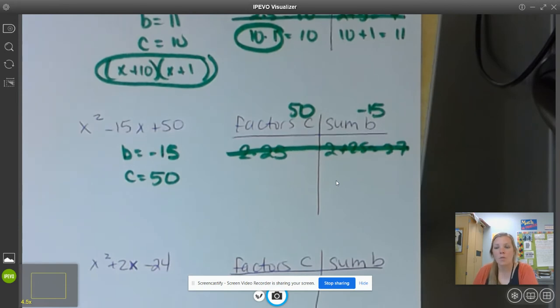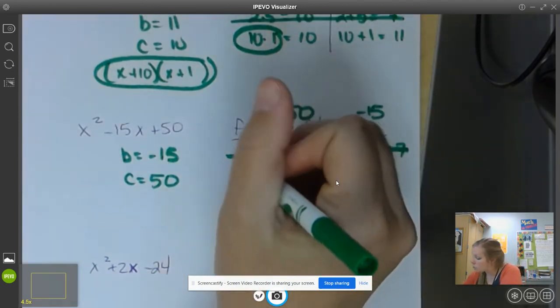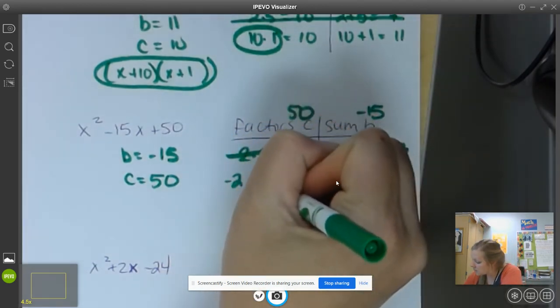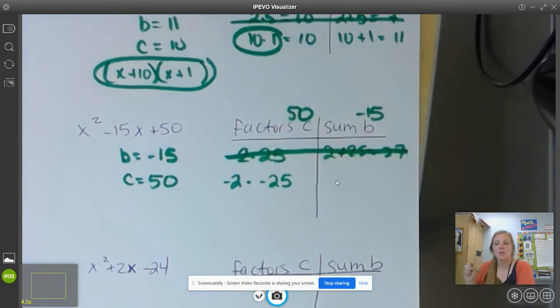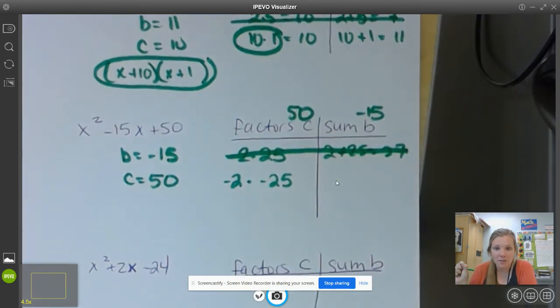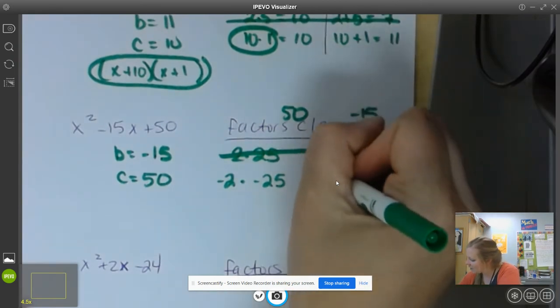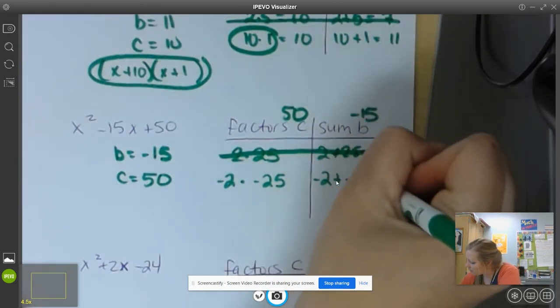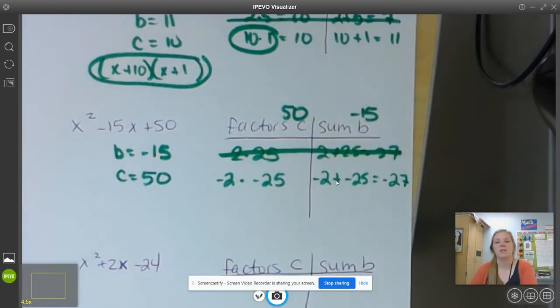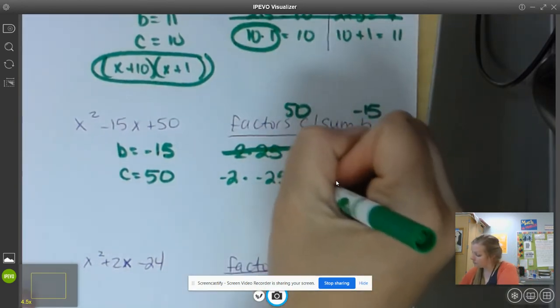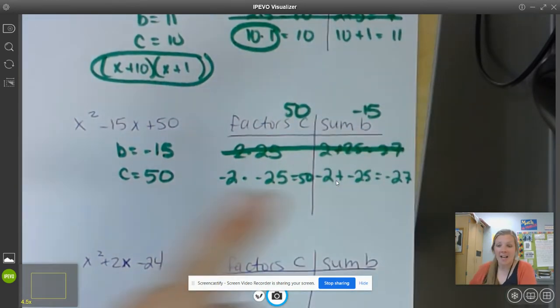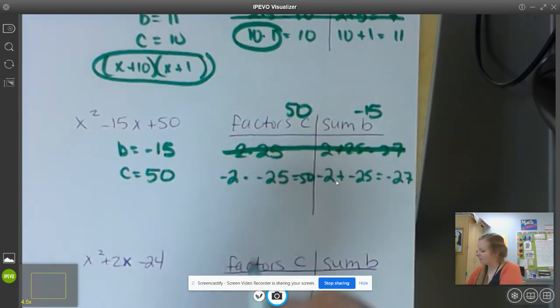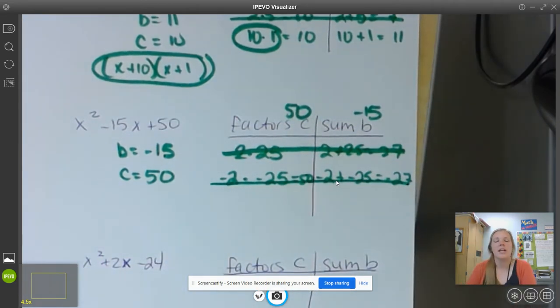And so one trick is, we have to remember that when I multiply 2 negatives, I get a positive number. So I could try that, negative 2 times negative 25. Multiplying 2 negatives, I get a positive. But adding 2 negatives, negative 2 plus negative 25, gives me a negative number. So I'm a little closer in that I got a negative number, but it's still not negative 15, so it's not that.